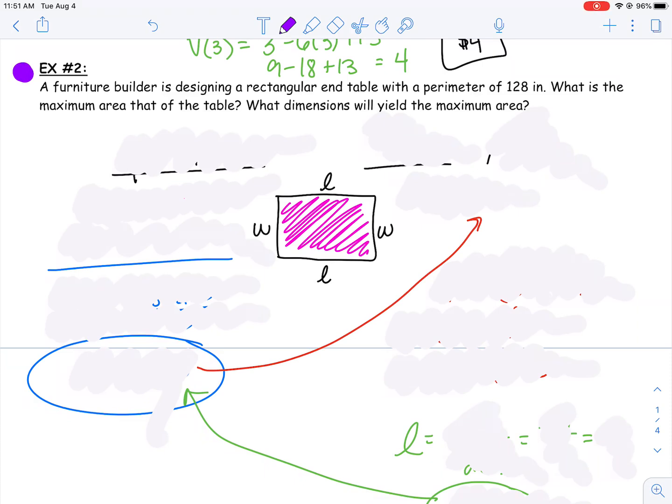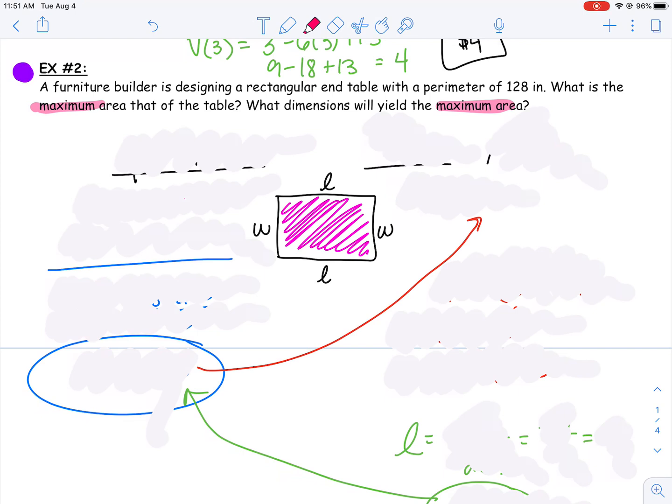All right, let's do another example in 11.8. This is example number 2. It says a furniture builder is designing a rectangular end table with a perimeter of 128 inches. What is the maximum area that the table will hold? What dimensions will yield that maximum area?